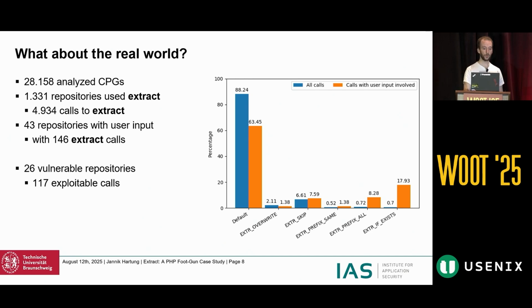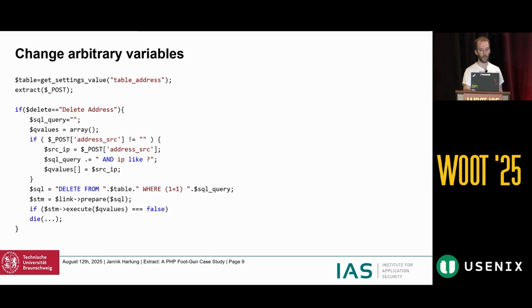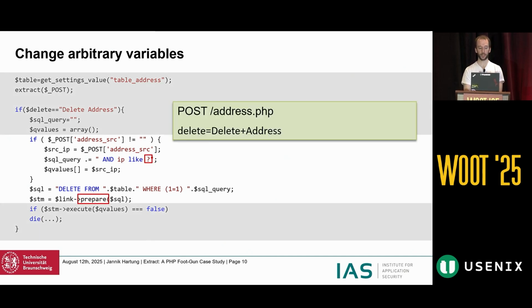Now I want to go through some of the examples that we found in the dataset. And we'll see some PHP code here, and I will go through it line by line. This is from a control panel which you can use to administrate some users and telephone numbers. And you can see the pattern here.